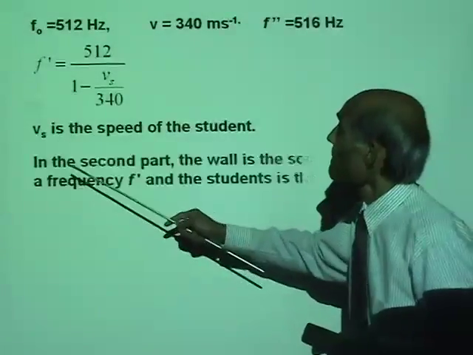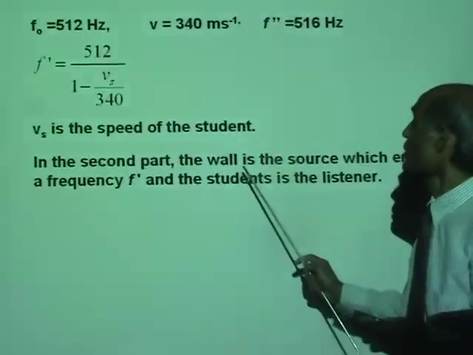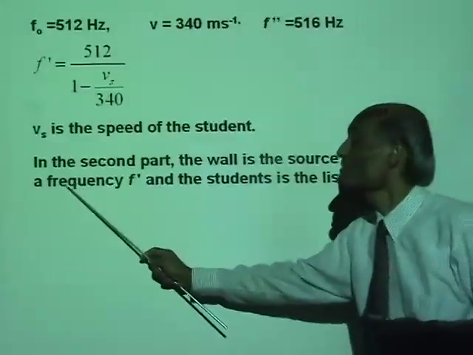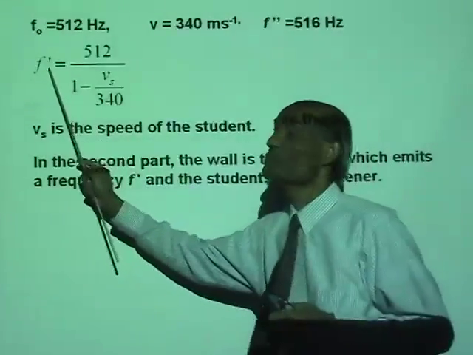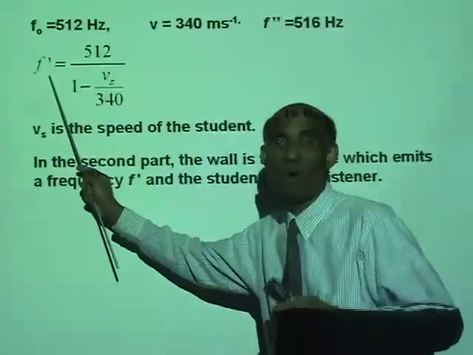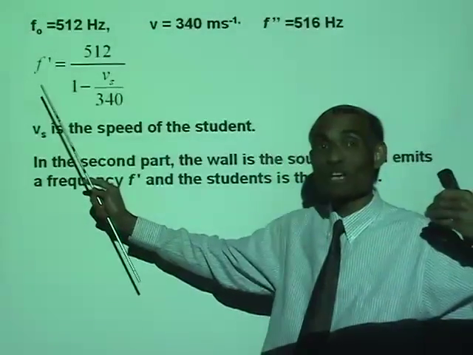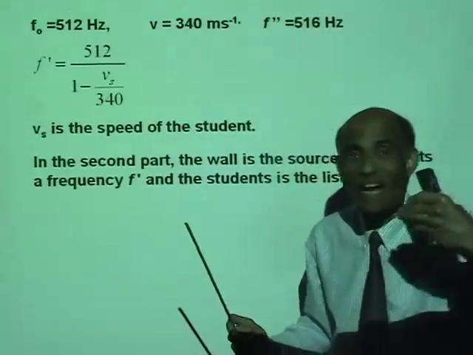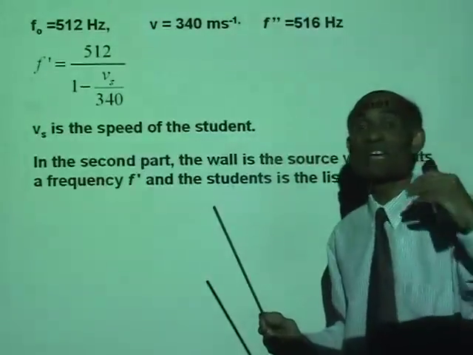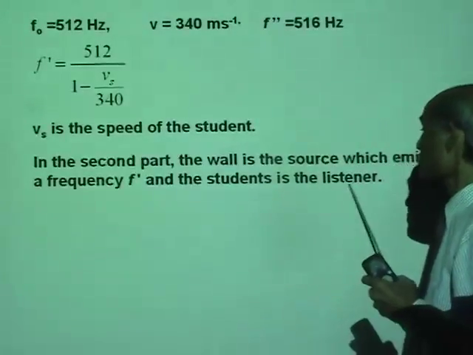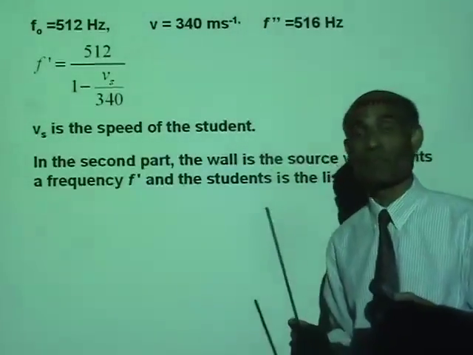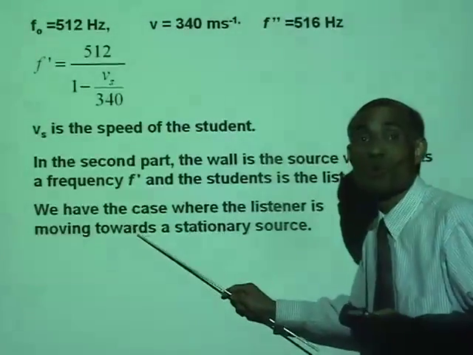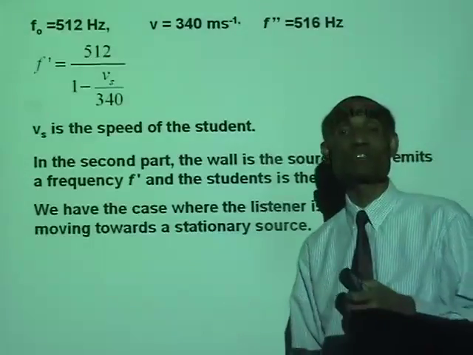Now, in the second part, the wall is the source which emits this frequency f prime. This is the frequency received by the wall, which is reflected back to the listener. So this f prime is now the frequency that is emitted by a stationary source, and the student is the listener. We have the case where the listener is moving towards a stationary source.